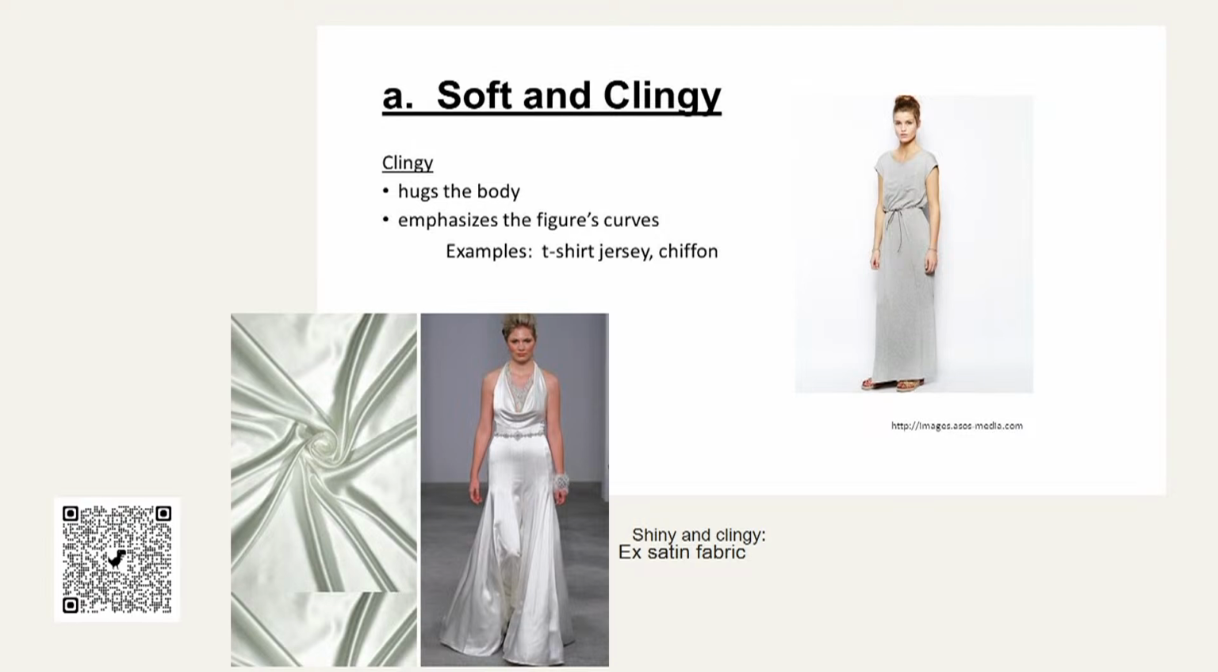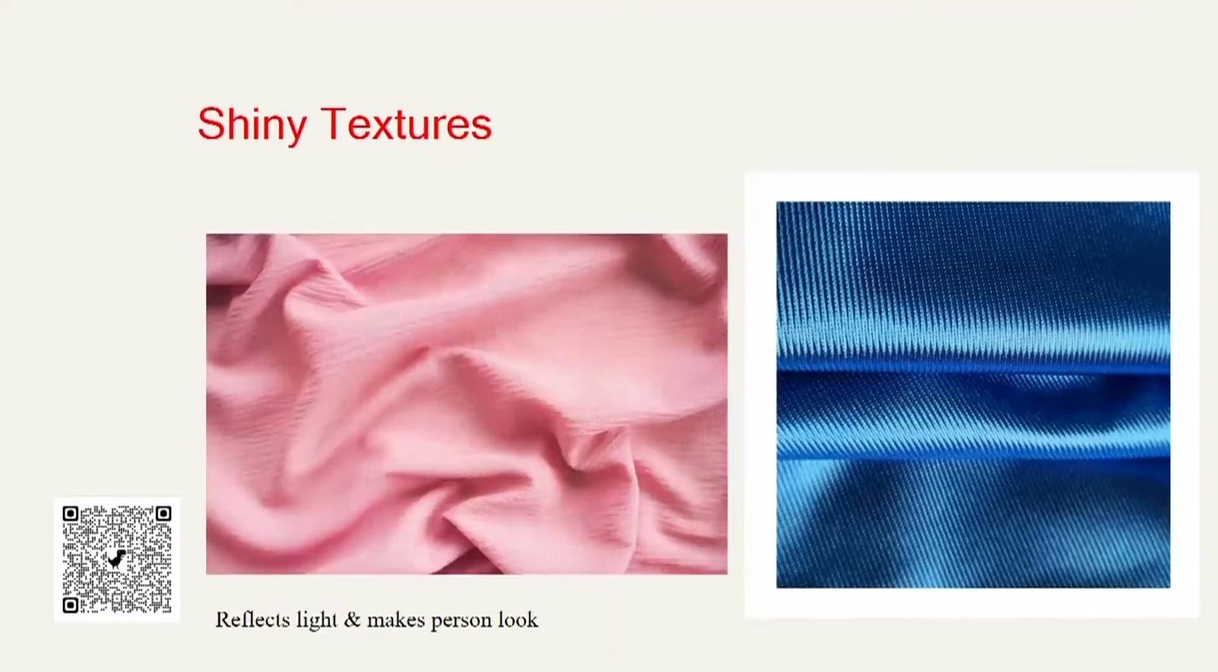In the second fabric, you will see that satin fabric is used. In the image you will see how a dress of satin fabric is made, and it is also shiny and clingy. So clingy basically means that it is hugging the body and highlighting the body curves.